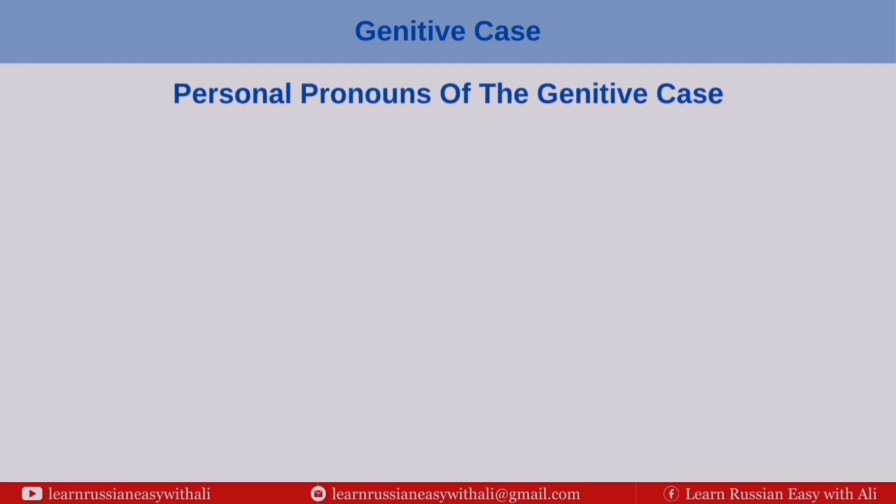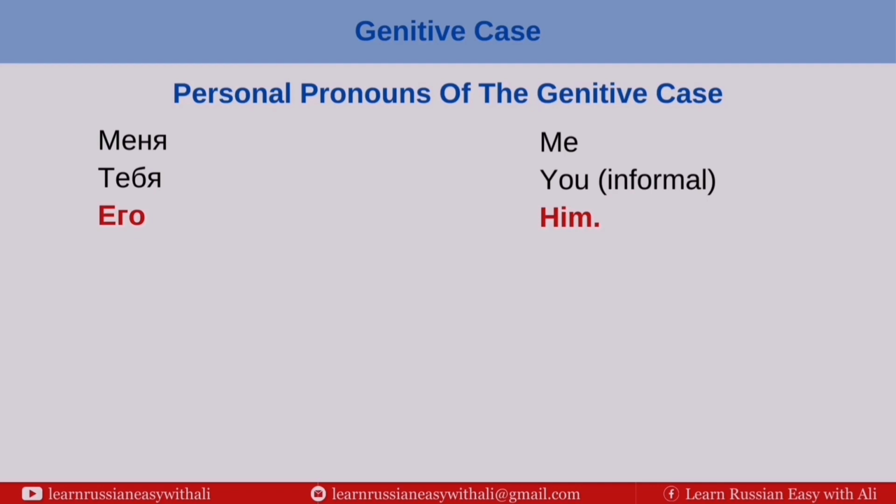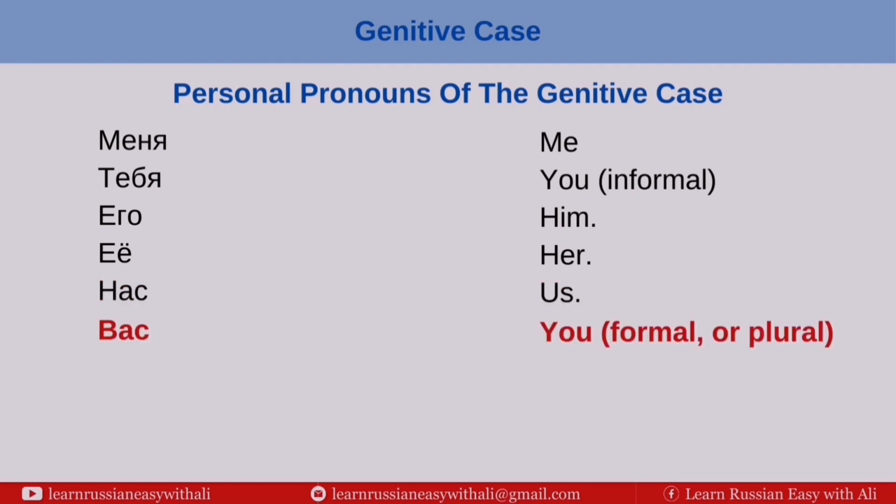Personal pronouns of the genitive case. Меня. Тебя. Его. Ее. Нас. Вас. Их.